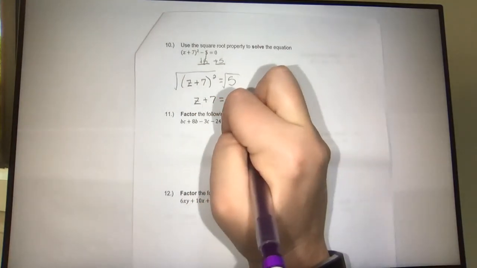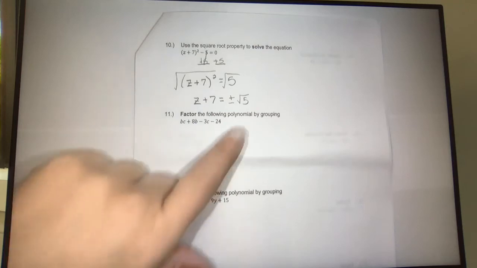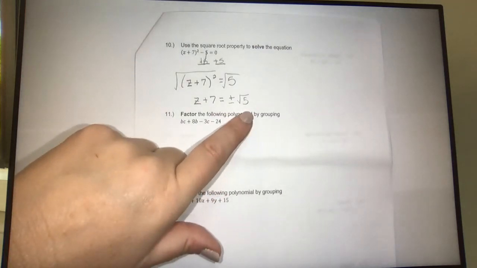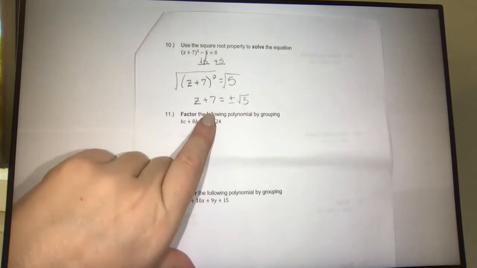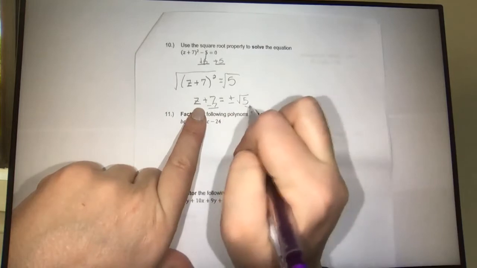Plus or minus root of 5. Please don't forget the plus or minus when you take the square root over there. Okay, can I do anything with square root of 5? Nope. Am I done? Nope. I got a z plus 7, so I got to subtract a 7.